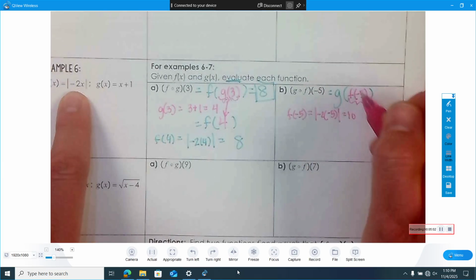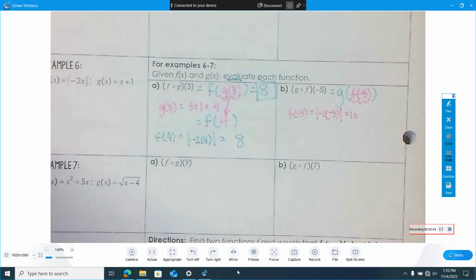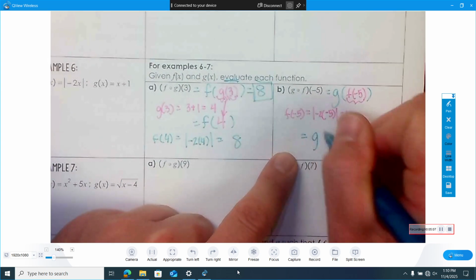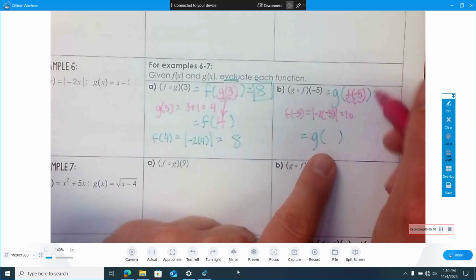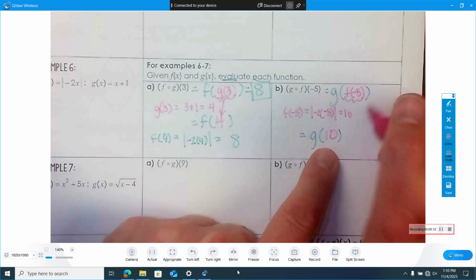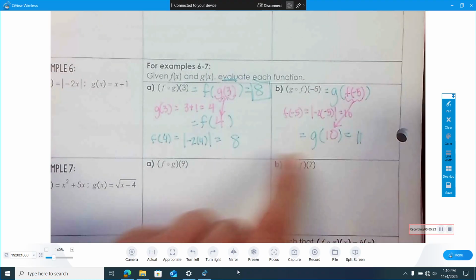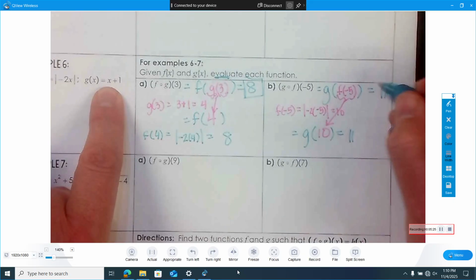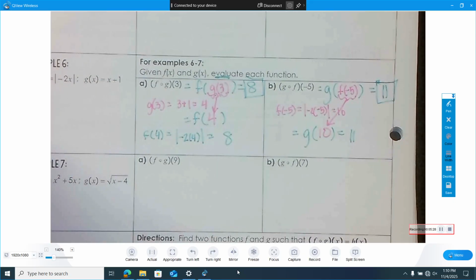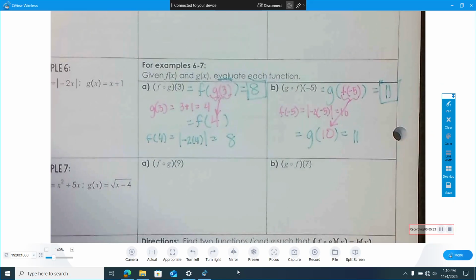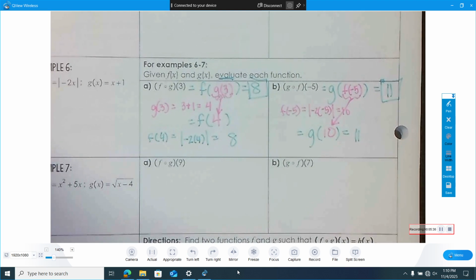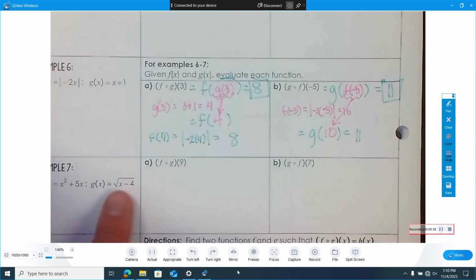All right, and so it says, hey, f of negative 5 is really 10, so I'm going to plug it in. So it's really 10. And then we want g evaluated at 10. And what is g evaluated at 10? Yeah, that's just 11. So 10 plus 1 is 11. So that is just 11. Very easy. All right. Does that make sense to you? Yeah. Okay. Let's try these.